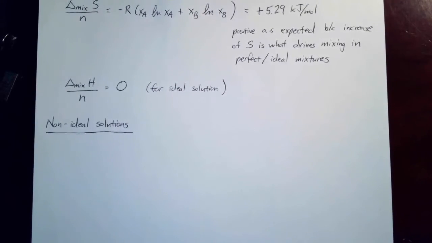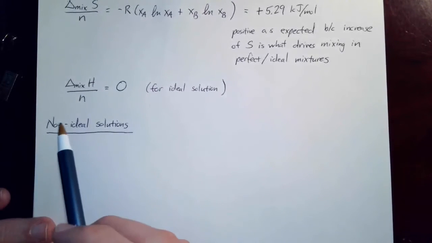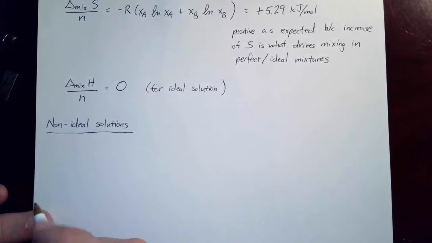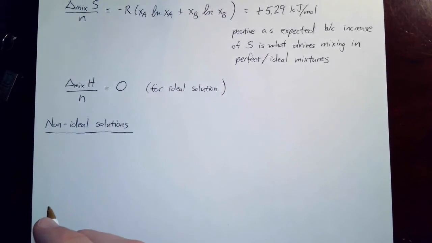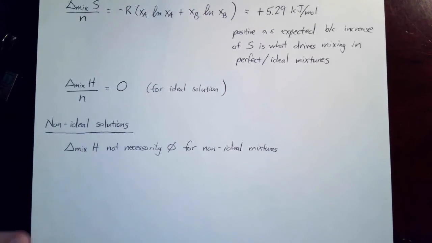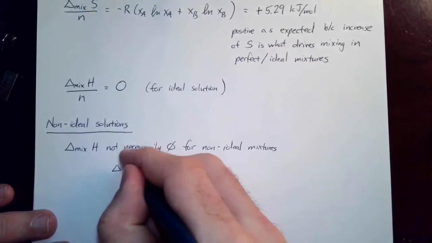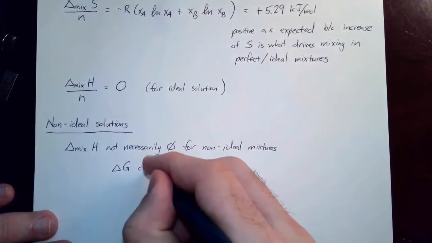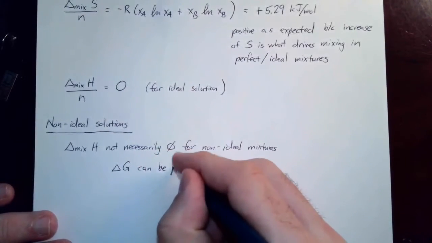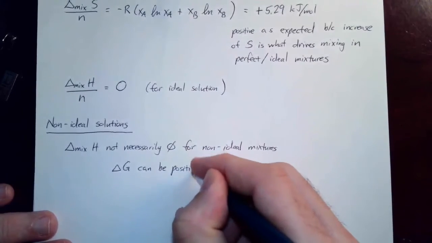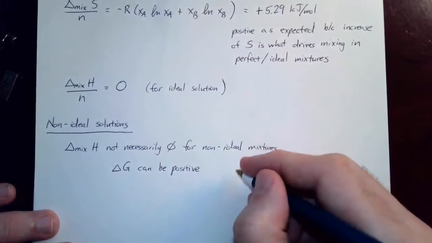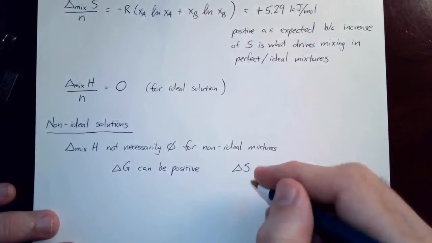All right, now let's talk about non-ideal solutions. So delta H is 0 for perfect gases and for ideal solutions, but it's not necessarily 0 for non-ideal mixtures. And similarly, delta G can be positive. And delta S, the entropy, can decrease.